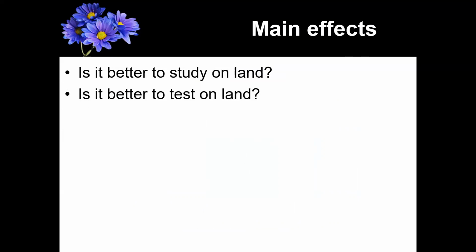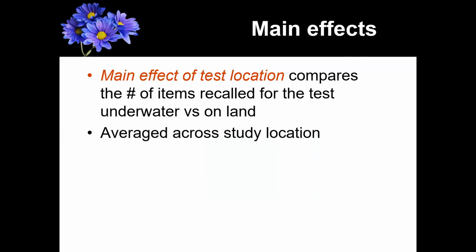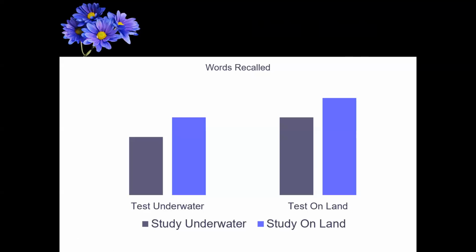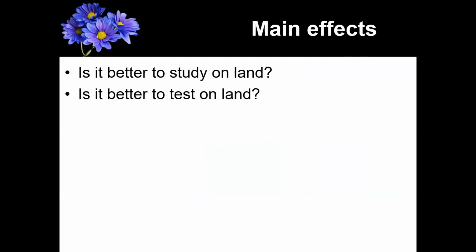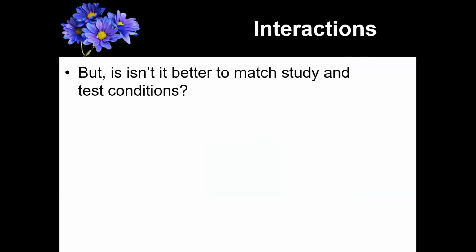And also, is it better to test on land? Yeah, again, same thing, just comparing different means. If I take the mean of these two compared to the mean of these two, same thing, right? There's obviously a main effect of test location, because testing on land results in more words recalled. Okay. So this is an example of where there's main effects but no interaction. However, let's look at an interaction.